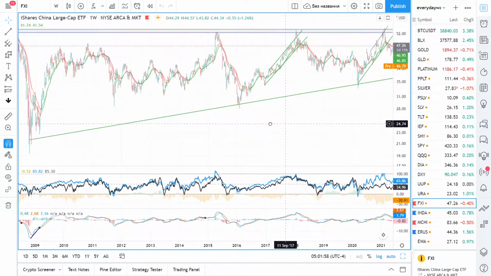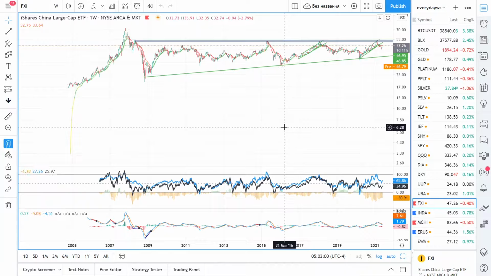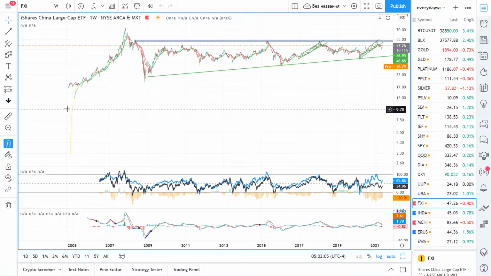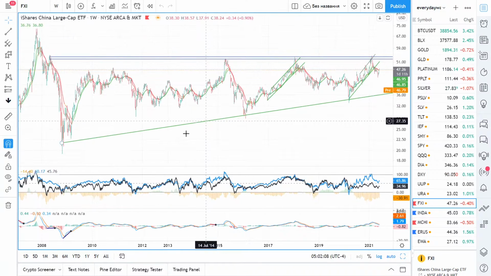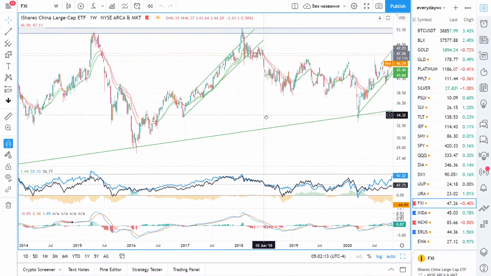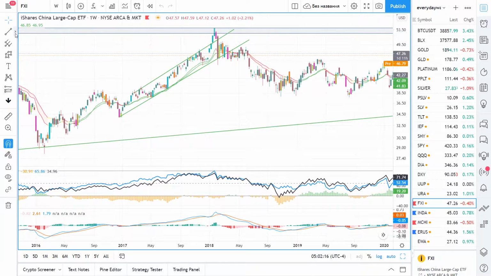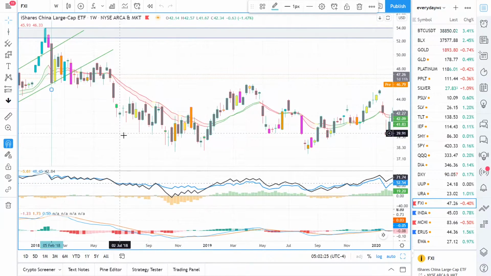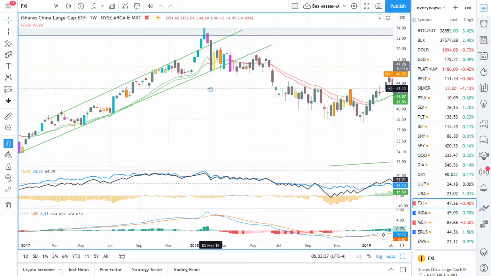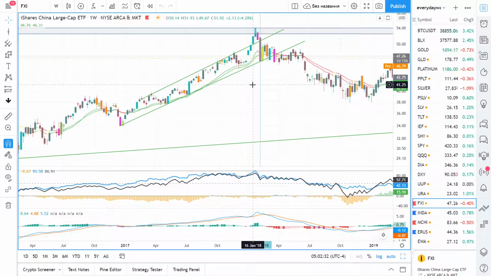So overall, China stocks look very bullish long term. That's a chart starting from 2004, and this ascending triangle started from 2008. Looking at the exact date when the Chinese banned crypto last time, that was February 6th in 2018. And that is very interesting. I put a vertical line right here.